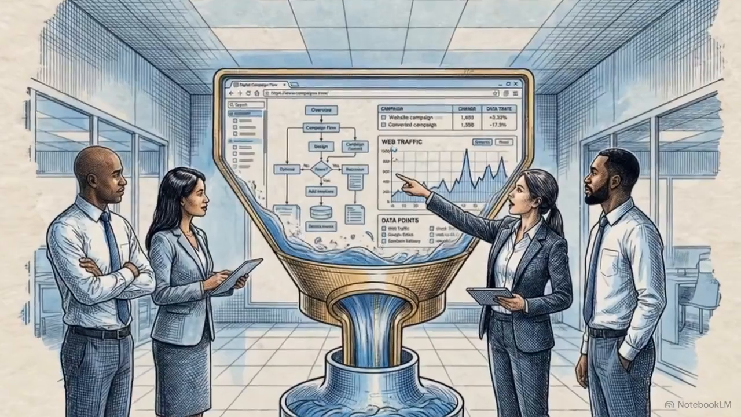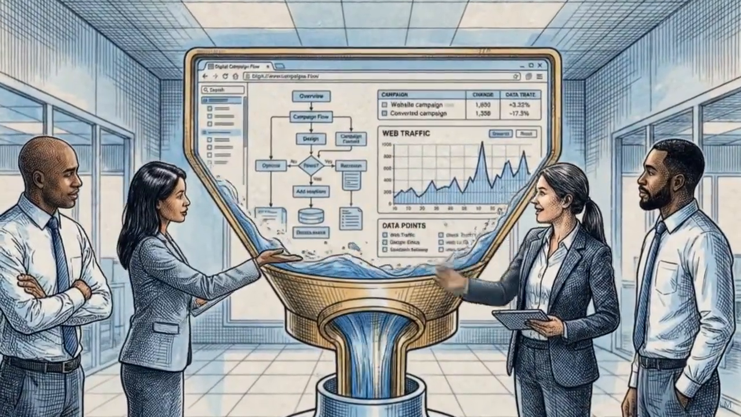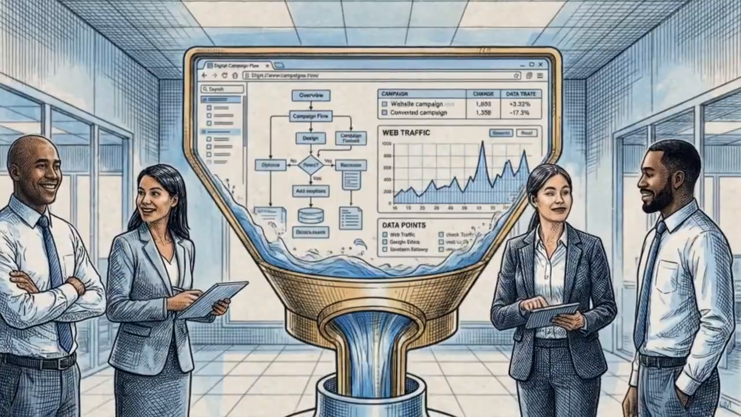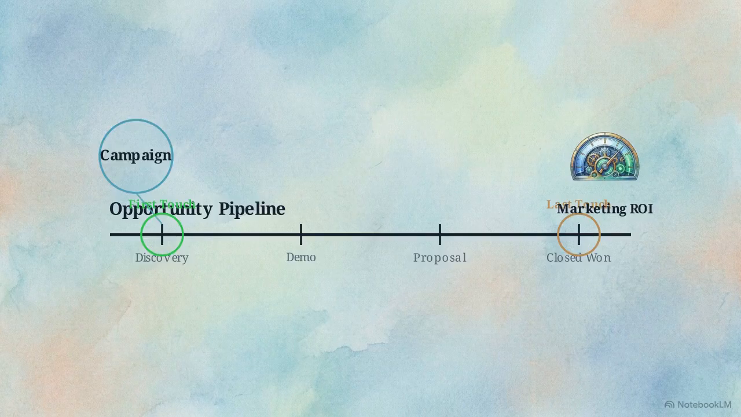Before a deal even reaches the pipeline, marketing spends money to generate the interest. We track this activity using the campaign object. By linking campaigns to opportunities, we prove marketing ROI. Whether we measure the first touch that brought the lead in or the last touch before they bought, we attribute actual closed revenue to specific marketing spend.